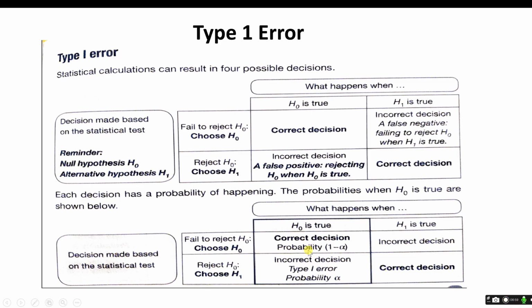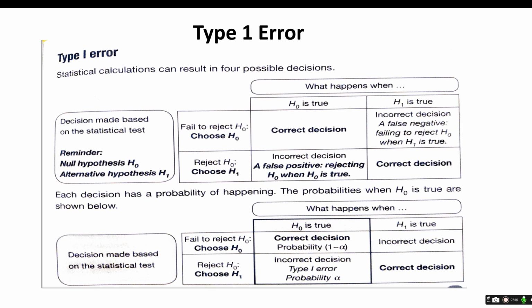Some people were asking about type 1 error and type 2 error. These are very important. They will be asked in many examinations, and we should also be very aware of these kinds of errors while we are calculating the data.